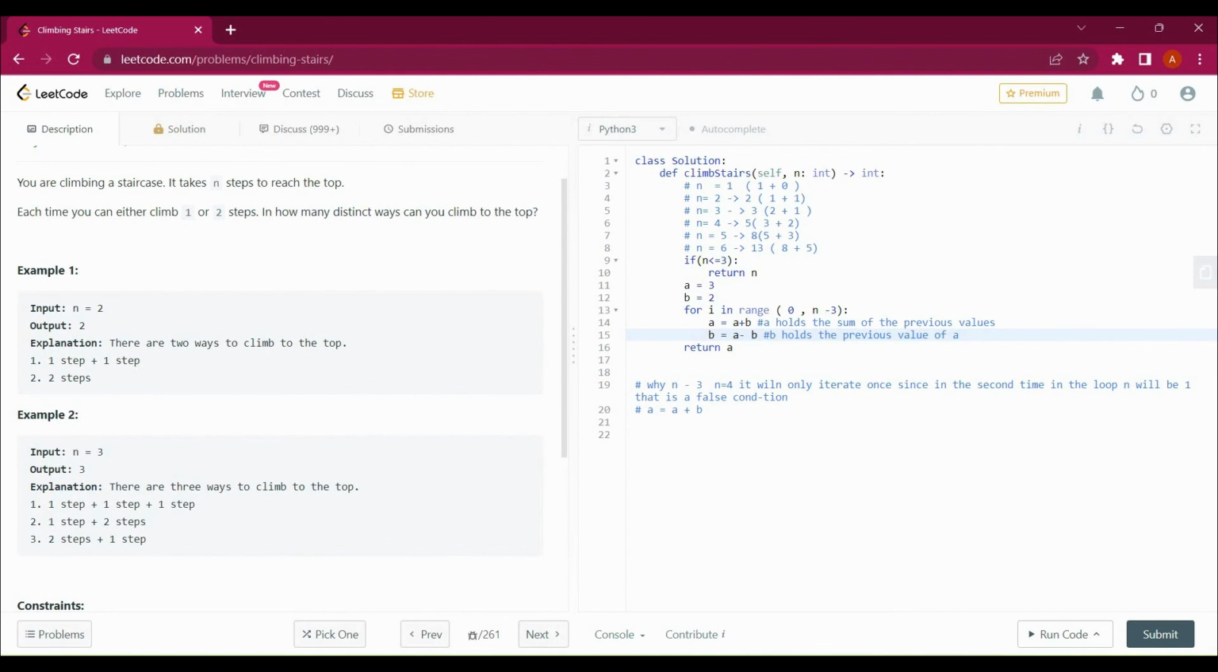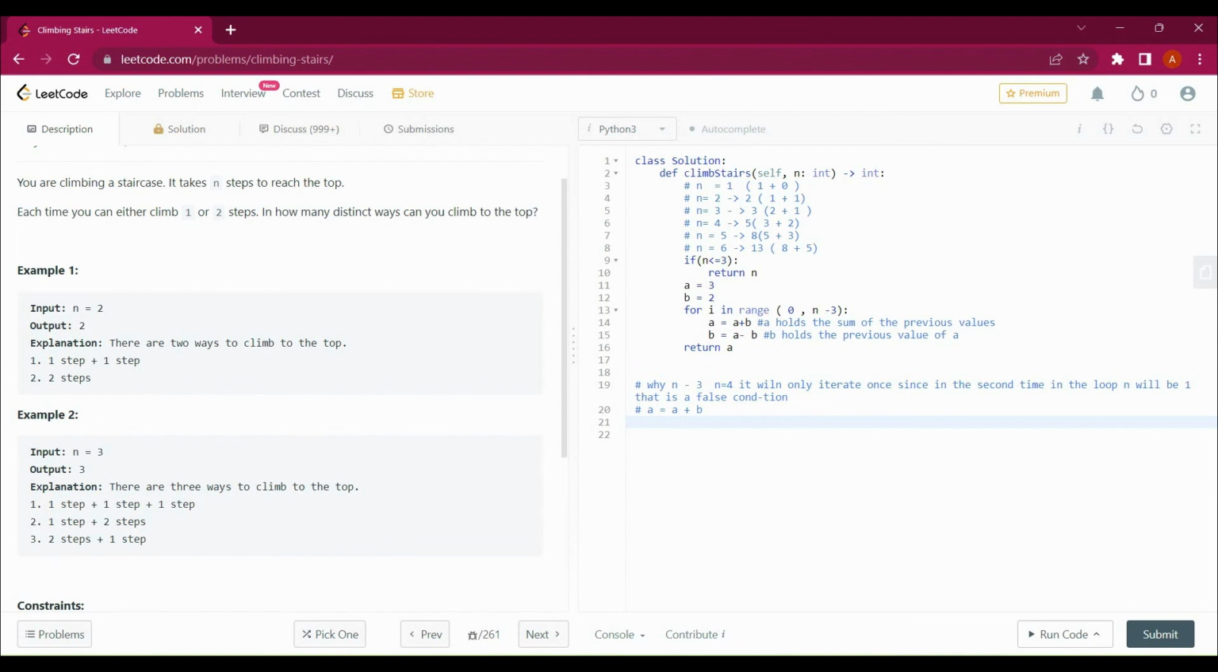So if we check here, for n equal to 4, a is equal to 5, that is 2 plus 3, and b is equal to 2, so it will be 5, and b will hold the previous value of a, that is 3. Then it will end the loop, so that we get our answer as 5. So that's what we have done here, and I hope you have understood the concept.